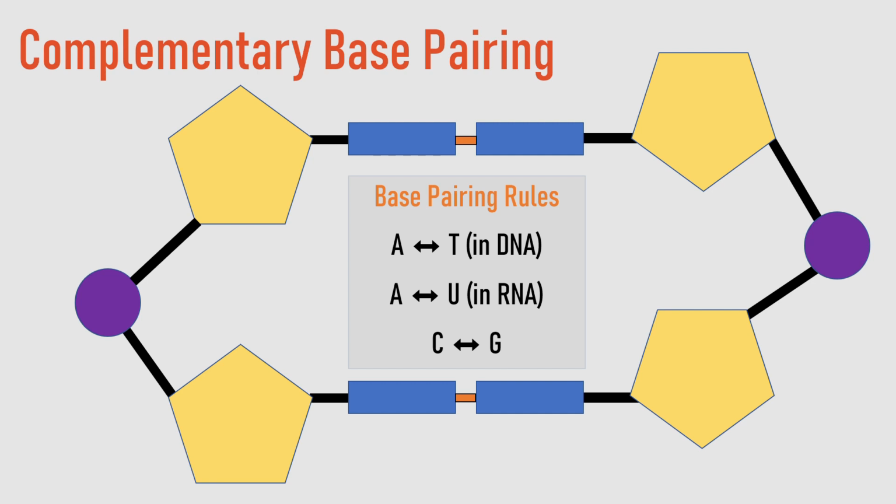Adenine pairs with thymine in DNA, while adenine pairs with uracil in RNA. And for both DNA and RNA, cytosine pairs with guanine. The understanding of the sugar-phosphate backbone and base pairs hints at the step of genetic expression and how both structures are formed.